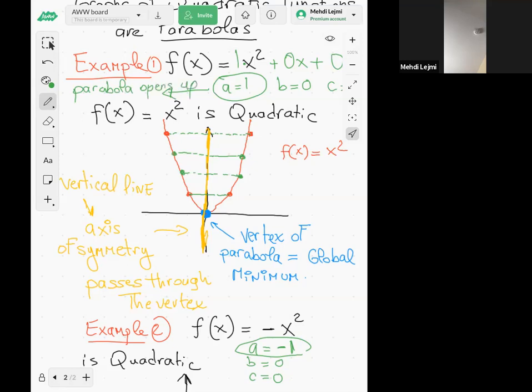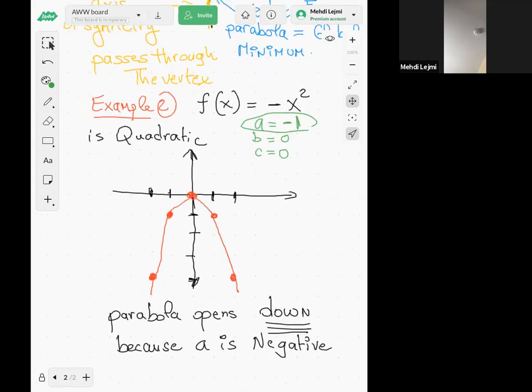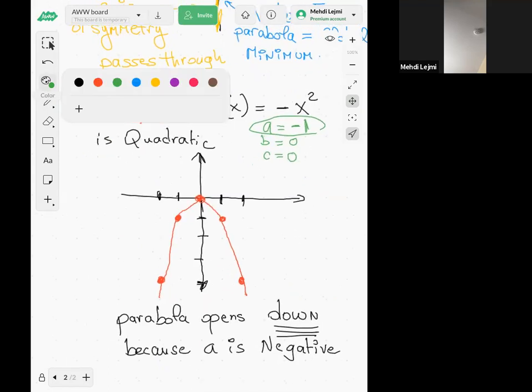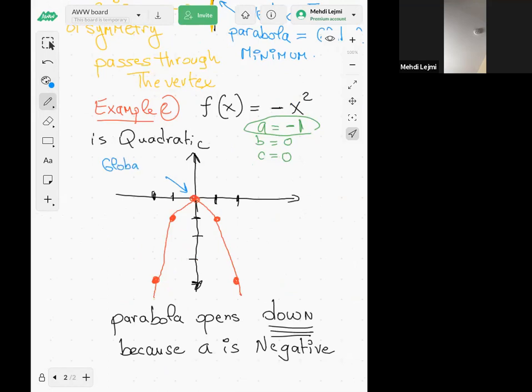Of course, when it opens down, the vertex would be the highest point in the graph, so it would be a global maximum. This would be your vertex. And when it opens down, your vertex would be your global maximum, the highest point in the graph, right?